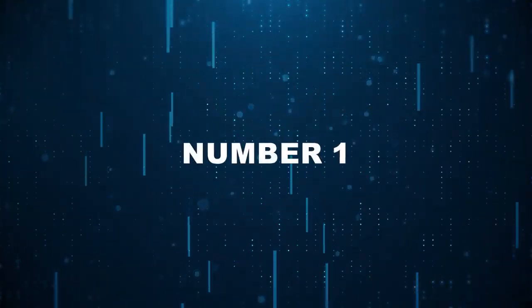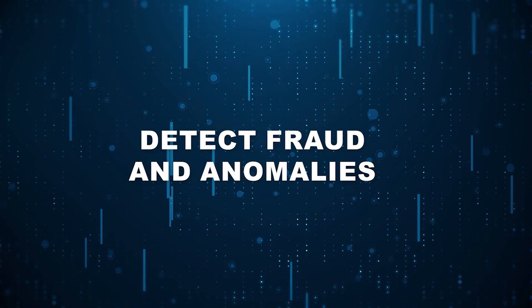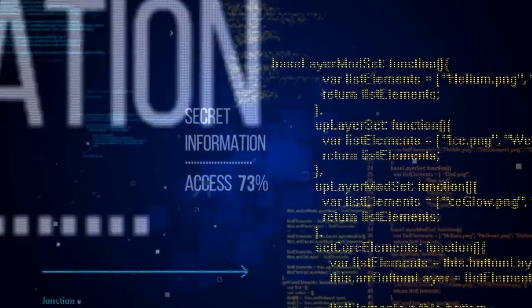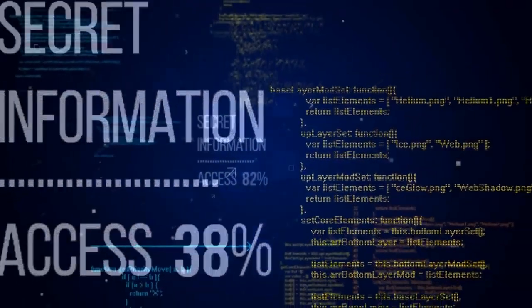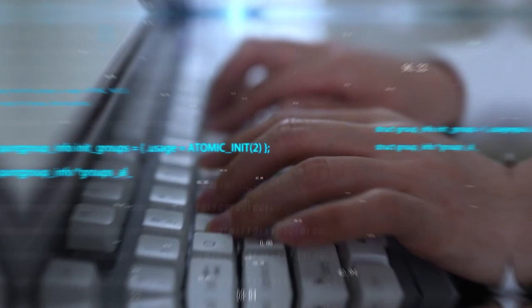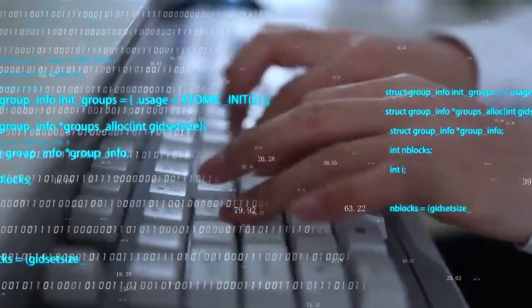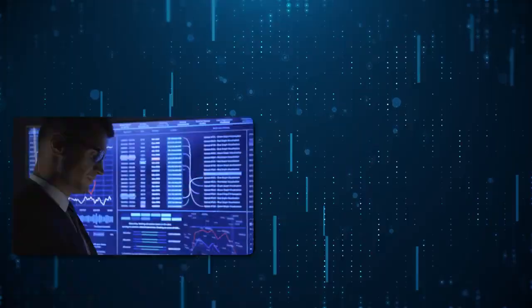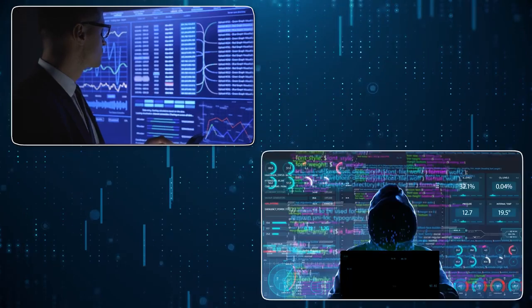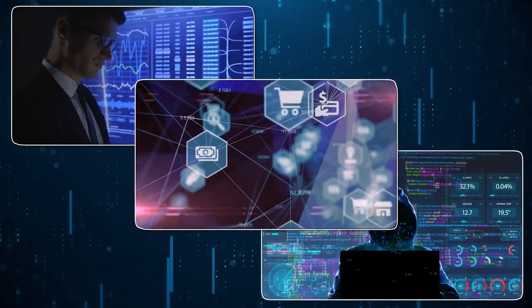Number 1. Detect fraud and anomalies. And finally, at number 1, we have fraud and anomaly detection. This is one of the most critical uses for DeepSeek, particularly in industries like finance, cybersecurity, and e-commerce.